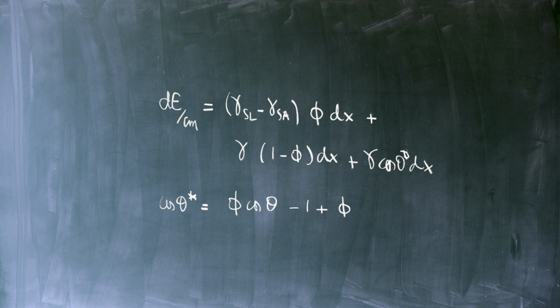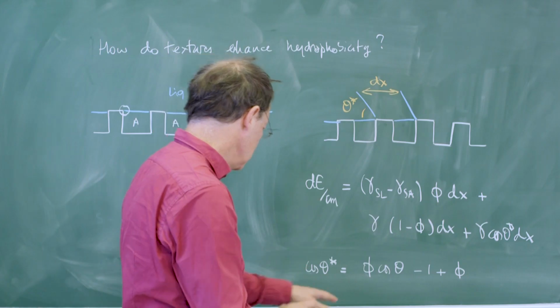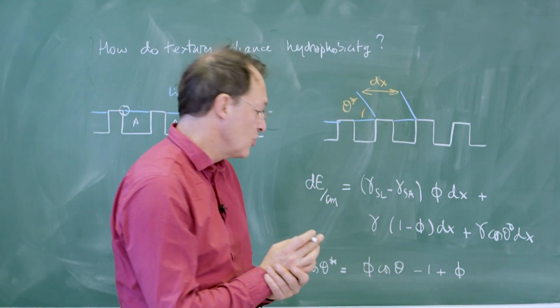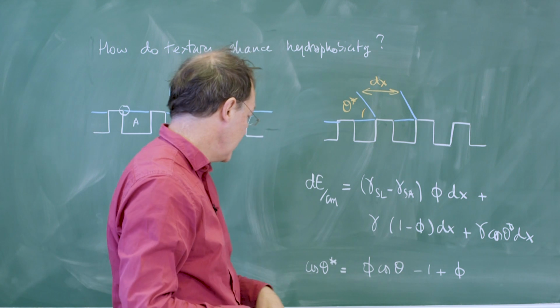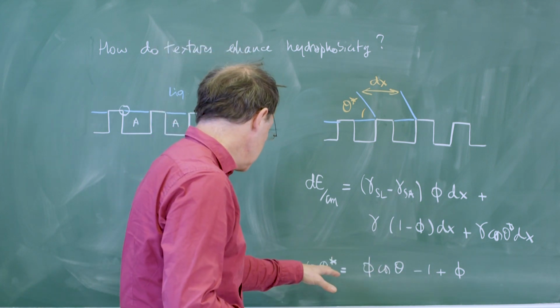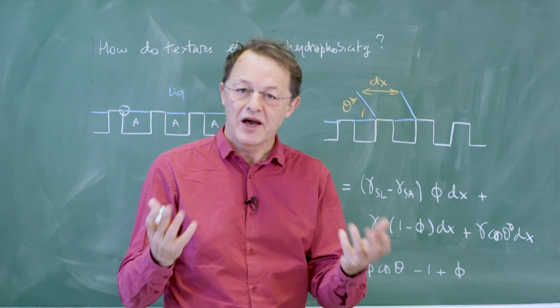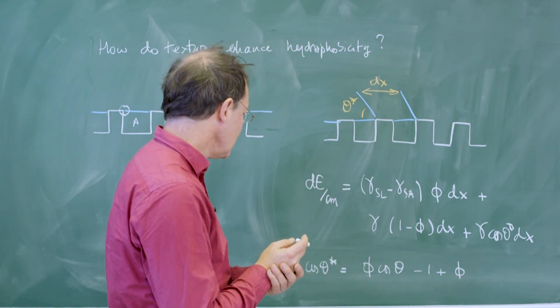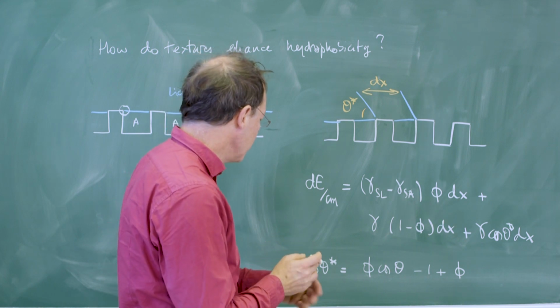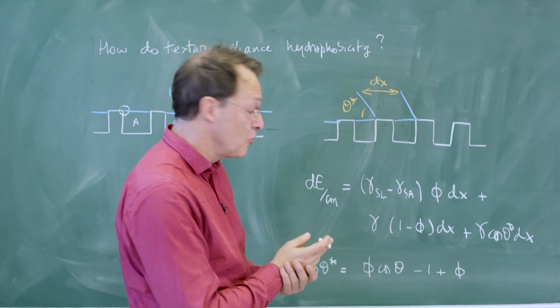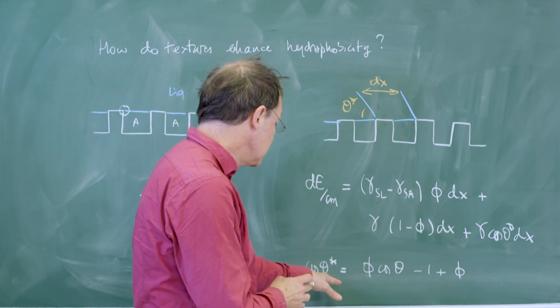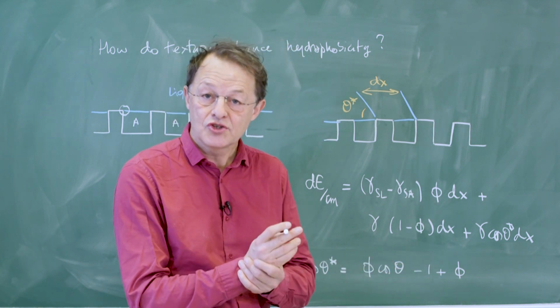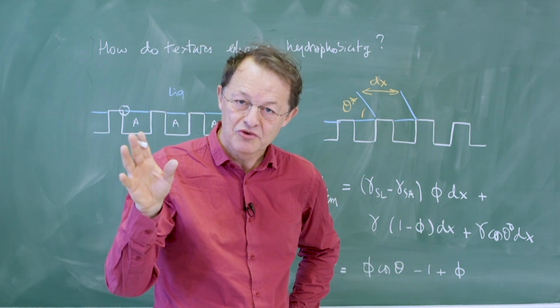If we look at this relationship, we can notice different interesting things. The first case is when phi, the density of pillars, becomes 1. In such a case, we are back to a flat substrate, and we get, very logically, that theta star equals theta. We are back to Young's equation. But here, we are in a situation where phi is small compared to unity, and in this case, we see that cosine theta star is minus 1 plus a correction which is proportional to phi.